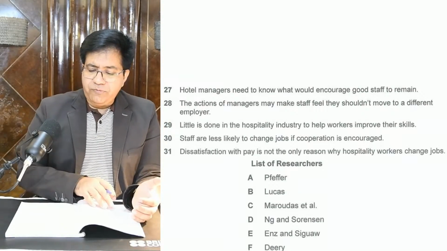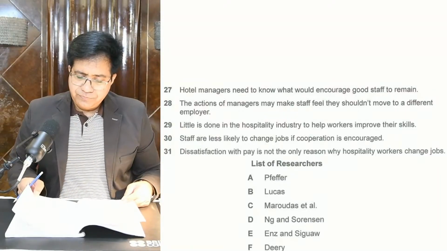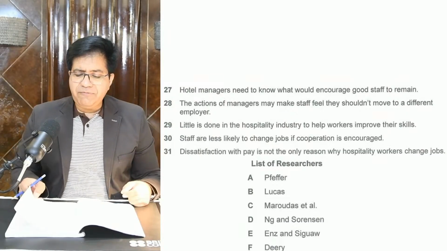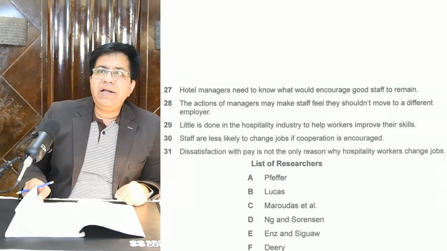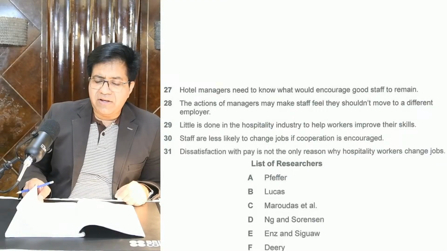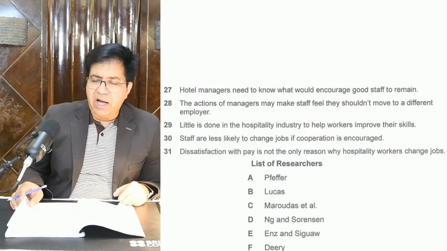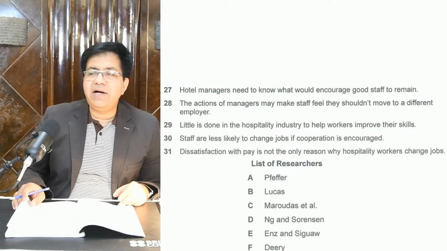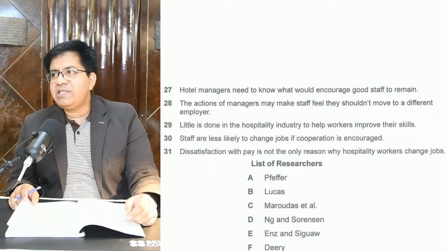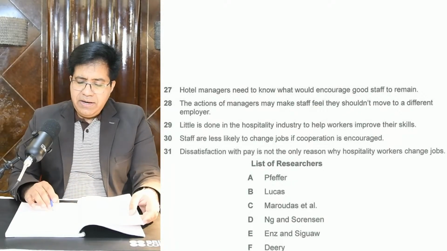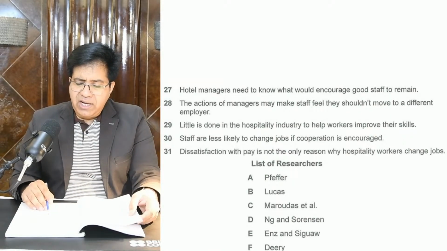Now, please look for Pfeffer. Third paragraph, first word is Pfeffer. Underline Pfeffer and write there A. Pfeffer and A. Next is Lucas. Look for Lucas. Fourth paragraph. Underline Lucas and write B. Next is Marudas et al.